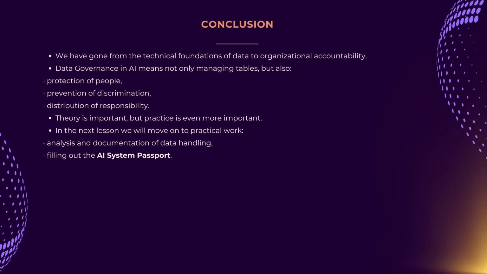To sum up, in 2 lessons we have traveled from technical basics to organizational accountability. We have understood that managing data in AI is not only creating and editing tables. It is also protecting people, avoiding systemic discrimination, and clearly distributing responsibility. But for all the necessity of theoretical knowledge, we insist on the critical importance of applying such knowledge in practice. And therefore, in the next lesson we will move on to absolutely practical work. We will learn to analyze and document information about working with data in concrete practical cases, and will continue to fill our key practical instrument, the AI System Passport.